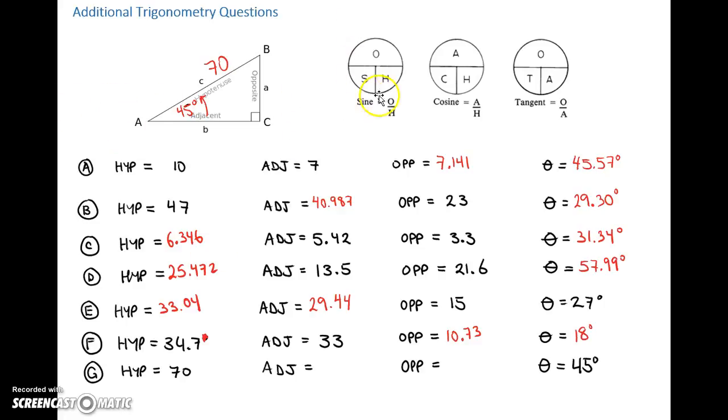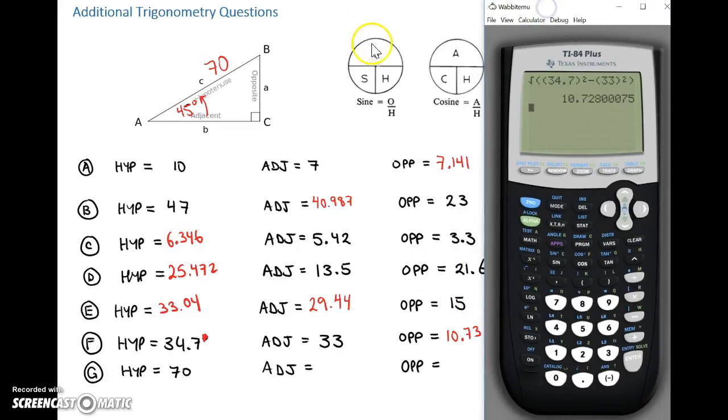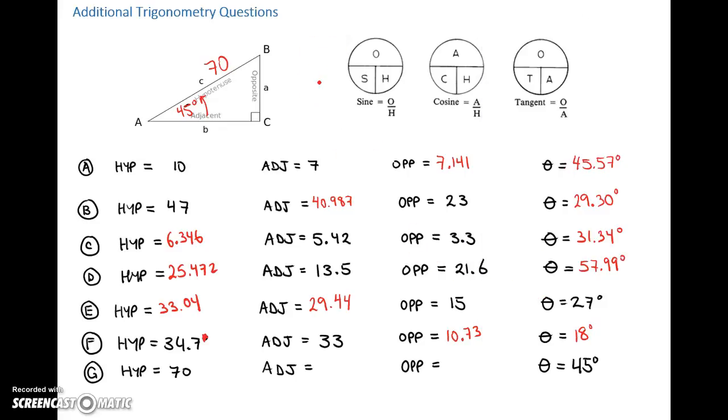Because we have the hypotenuse here, right? So let's bring up this calculator here. The opposite is going to be equal to sine of the angle times the hypotenuse. So the angle is 45 degrees. So we'll do sine of 45, which we know is 0.707. We'll multiply that by our hypotenuse of 70, and that gives us 49.497, so we'll say 49.50. And with confidence, we can say that both of these guys are identical.